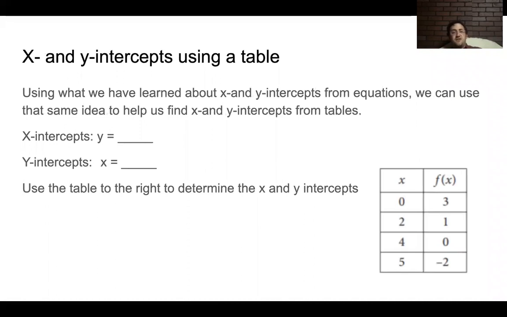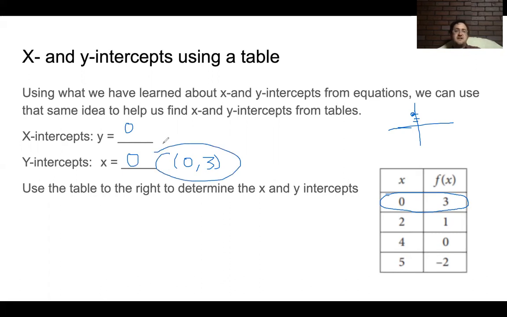And then finally, here we have a table data type of scenario. One thing we can notice here is that when x is equal to 0, and you could see this if we were to graph it, 0, 3 would get us that y-intercept. So remember, when we find an x-intercept, that means that our y is equal to 0. And when we find the y-intercept, our x is equal to 0. So our y-intercept would be 0, 3. And then our x-intercept would be 4, 0.